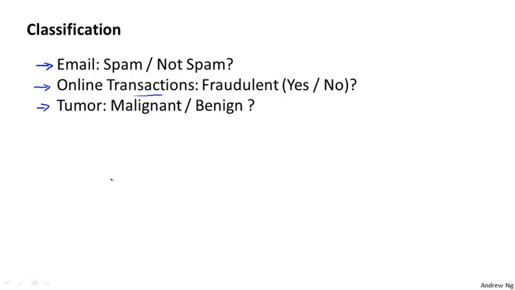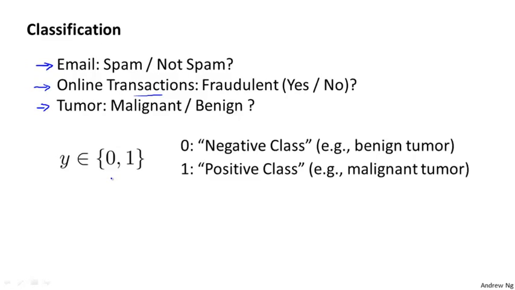In all of these problems, the variable that we're trying to predict is a variable y that we can think of as taking on two values, either 0 or 1, either spam or not spam, fraudulent or not fraudulent, malignant or benign. Another name for the class that we denote with 0 is the negative class, and another name for the class that we denote with 1 is the positive class. So 0 may denote the benign tumor, and 1, the positive class, may denote a malignant tumor.